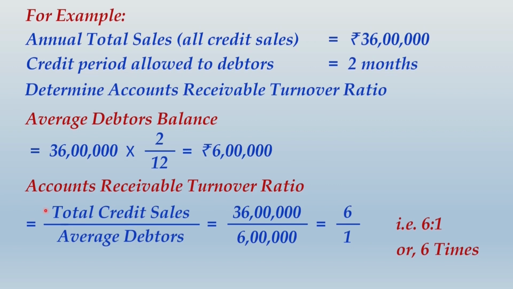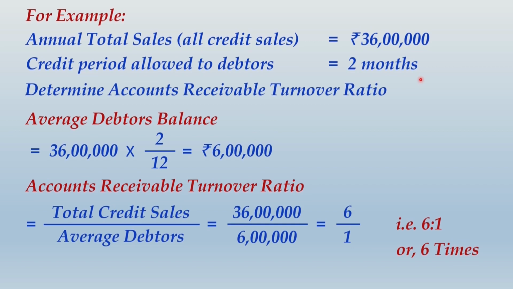The best way to express the accounts receivable turnover ratio will be this format, where you write this as 6 times. And one thing that I have explained to you as a shortcut, what is that? If I simply give you the credit period allowed to debtors directly, and I ask you to work out the accounts receivable turnover ratio, look at the credit period, it is given as 2 months. And now what you do is convert this information of credit period into accounts receivable turnover ratio.